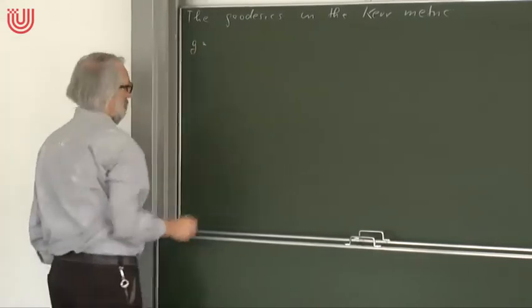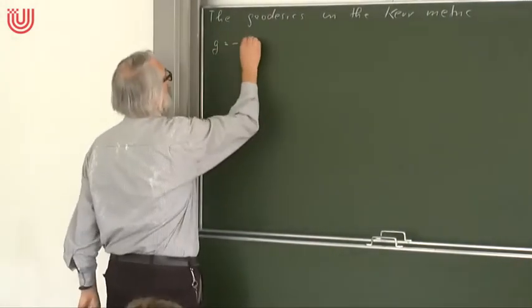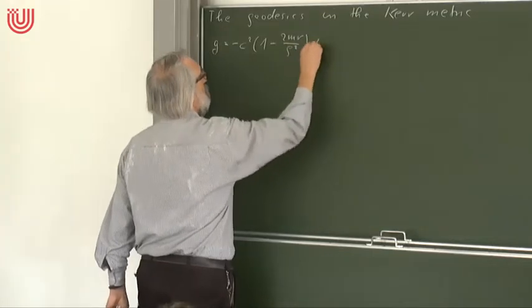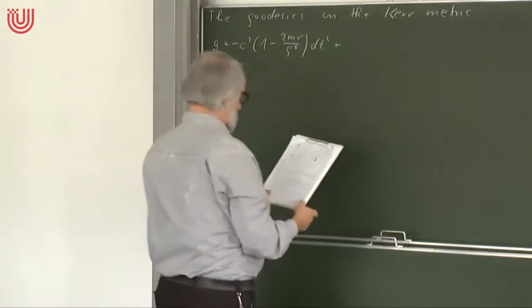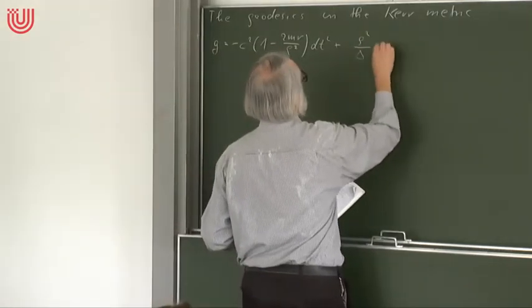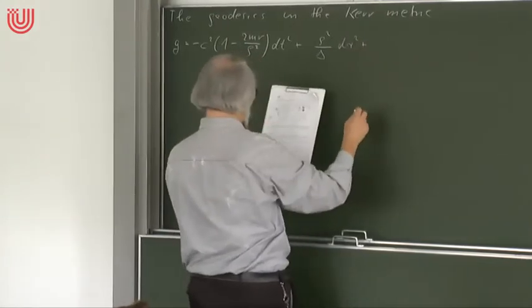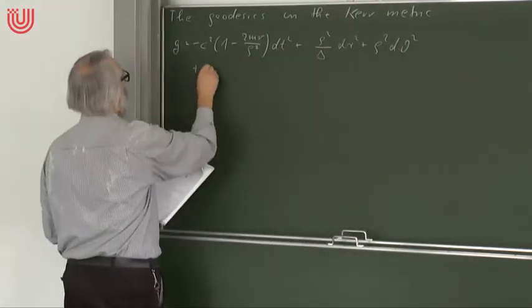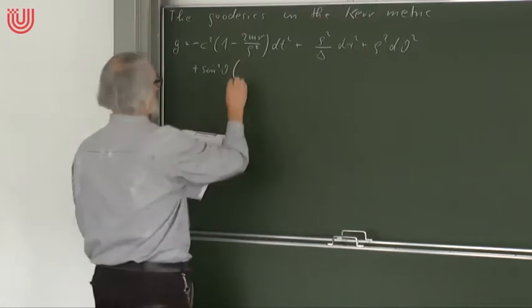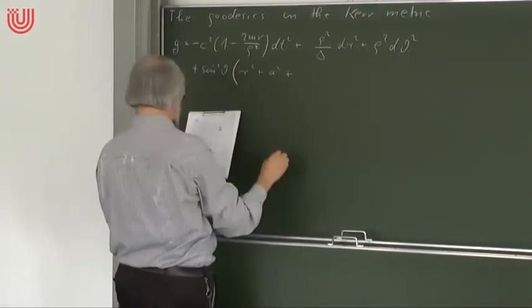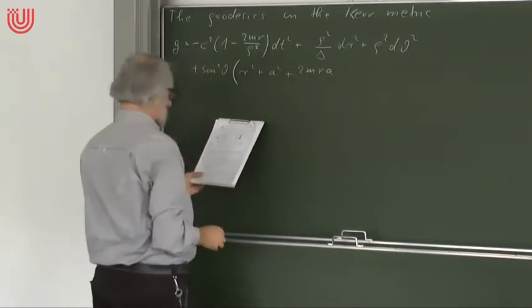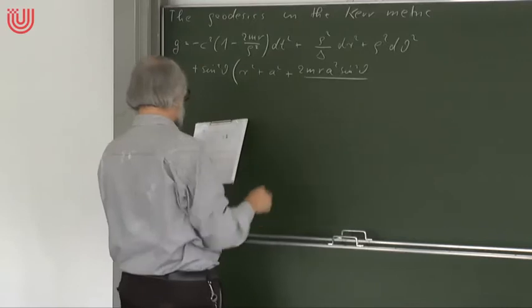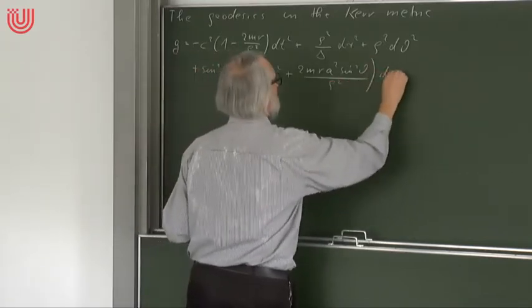So what was the Kerr metric? Let me write it down again. Of course, we will need the metric coefficients all the time. This was minus c squared times 1 minus 2mr over rho squared, dt squared, plus rho squared over delta dr squared, plus rho squared d theta squared. And comes the d phi squared term, sine squared theta times r squared plus a squared plus 2mr a squared sine squared theta, d phi squared. I forgot the square already last time.